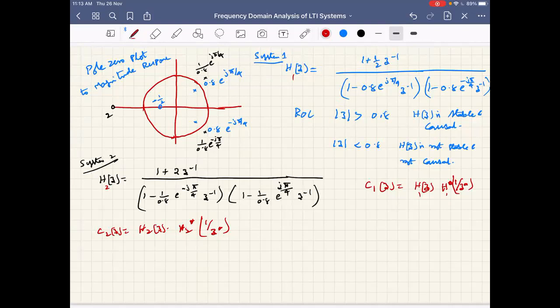To do that, let us write simply H1 star of 1 by Z star. See, if I write this, what is this? 1 plus half.